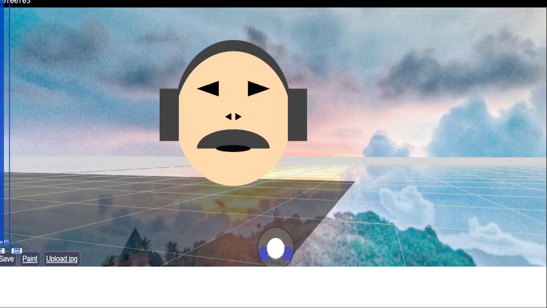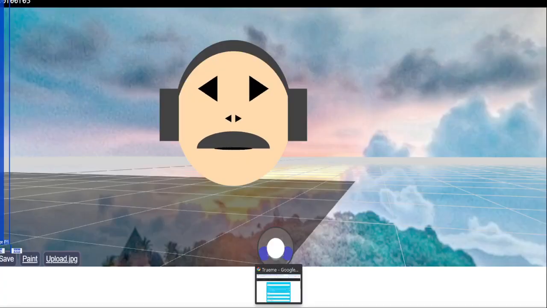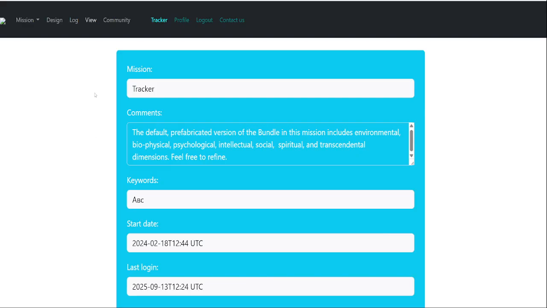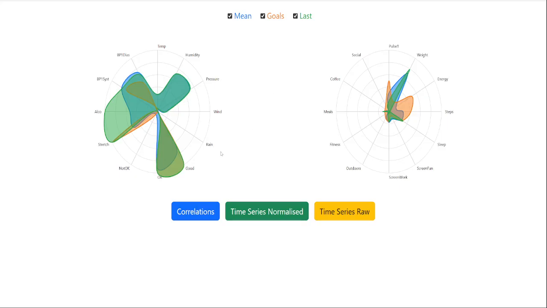In this talk I will touch on visualization in Bundleverse. Let me jump straight into it. On the top left on the navigation panel here, you see this View tab. Click on it and you will be redirected to a page with spider plots.